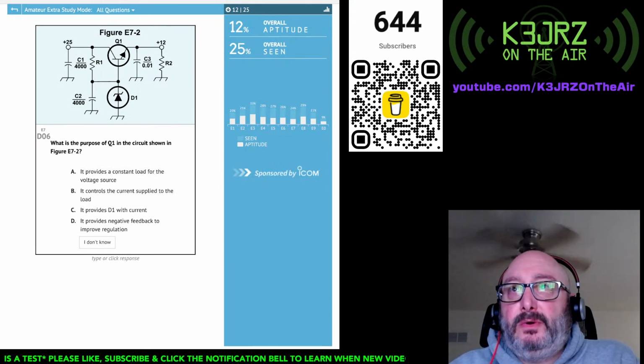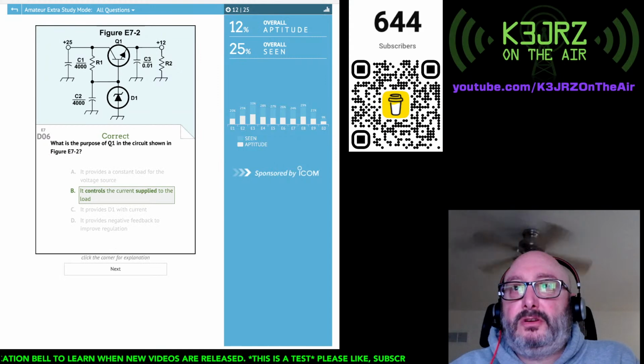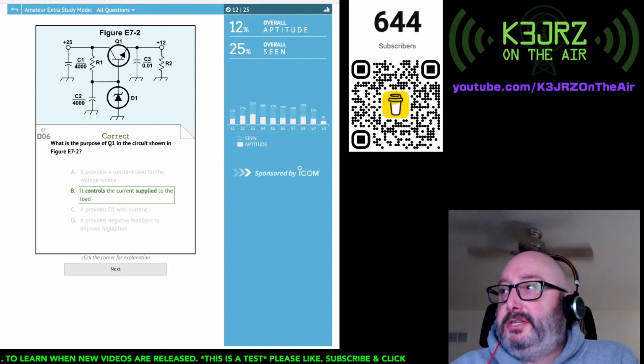What's the purpose of Q1? That's to provide constant load. So constant load controls the current supplied. Controls the current supplied. I changed the answers on that.